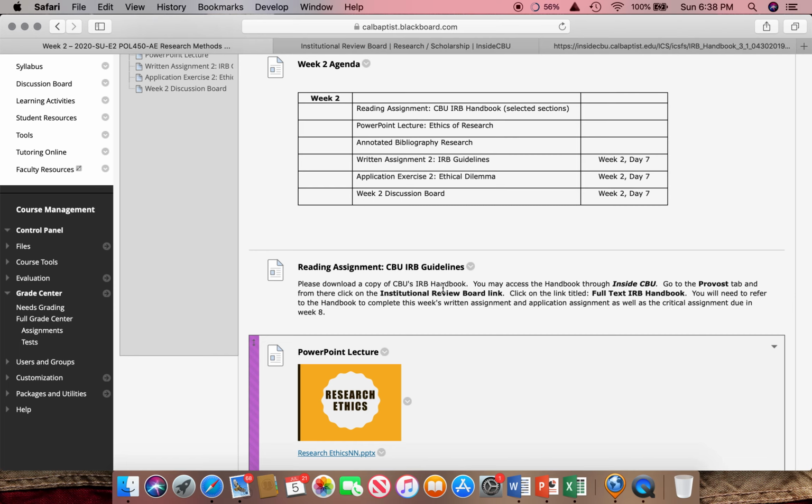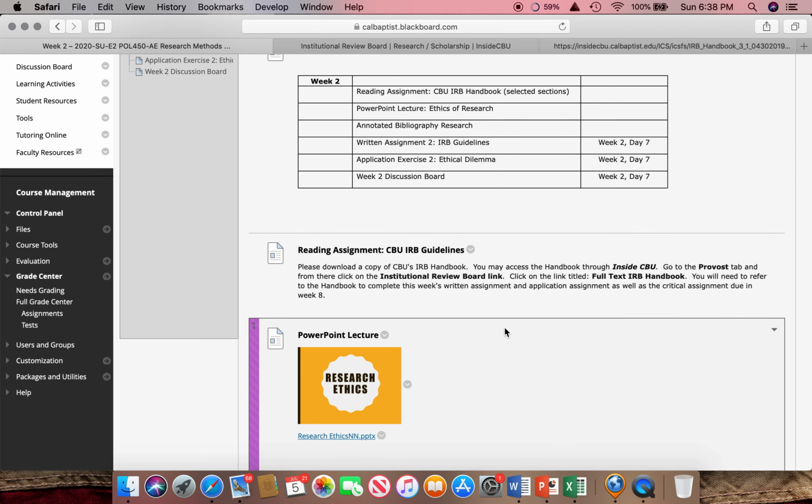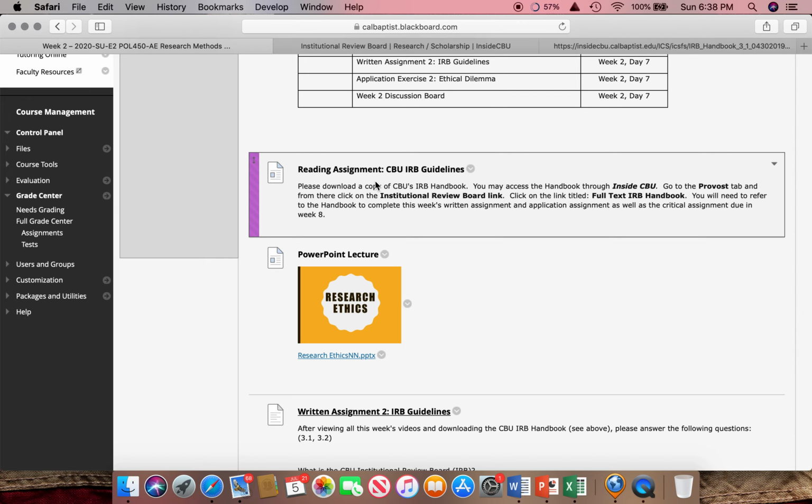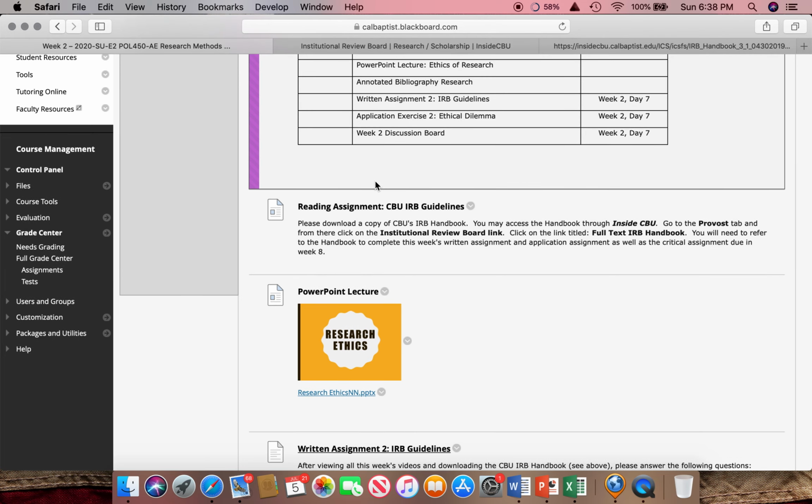We have the handbook. In the handbook, we're going to utilize for our written assignment and our application assignments. So you'll want to go through that in detail. And then there's a PowerPoint lecture that talks about some of the research in ethics and some of the deviations of ethical research that we have had in the past. So it's important that we go over the PowerPoint lecture, go over our CBU full text IRB handbook, and then navigate into our 3 assignments for this week.